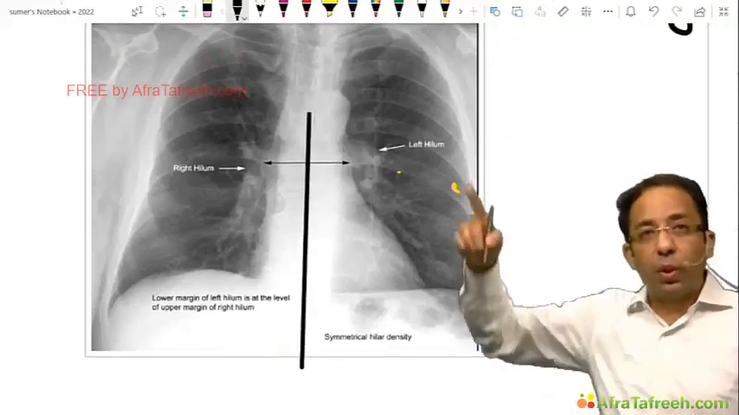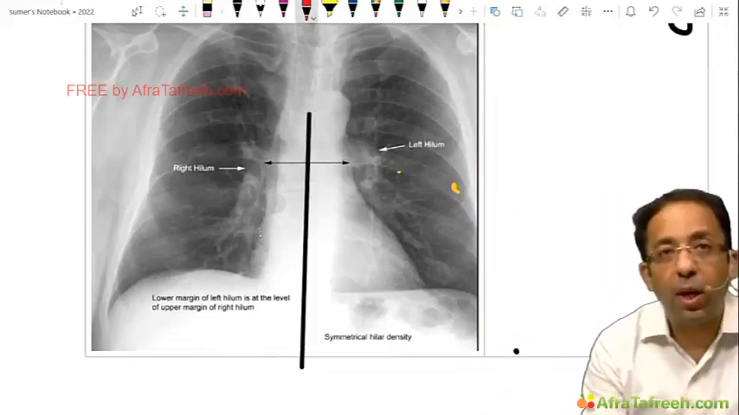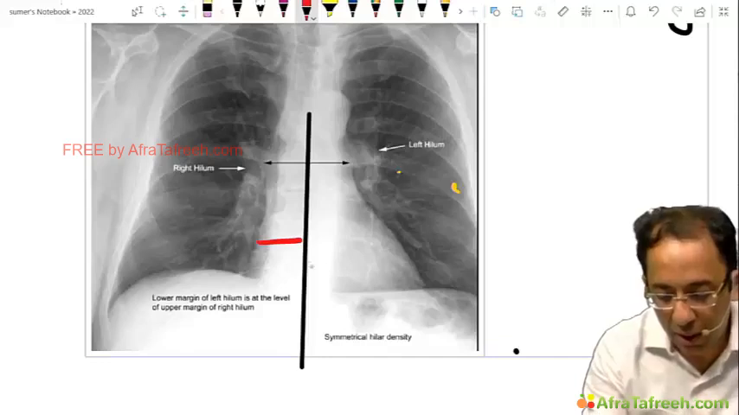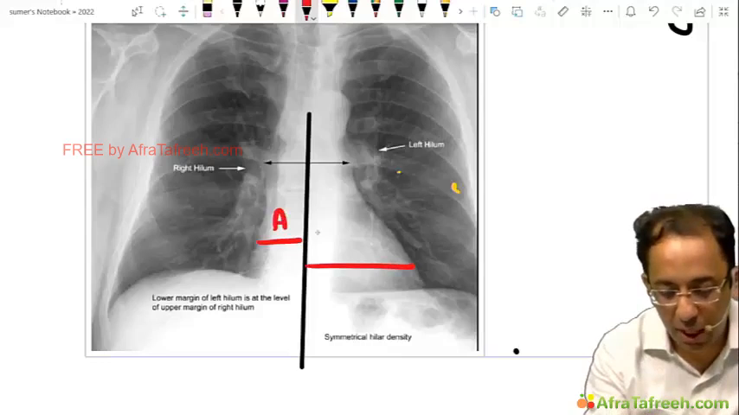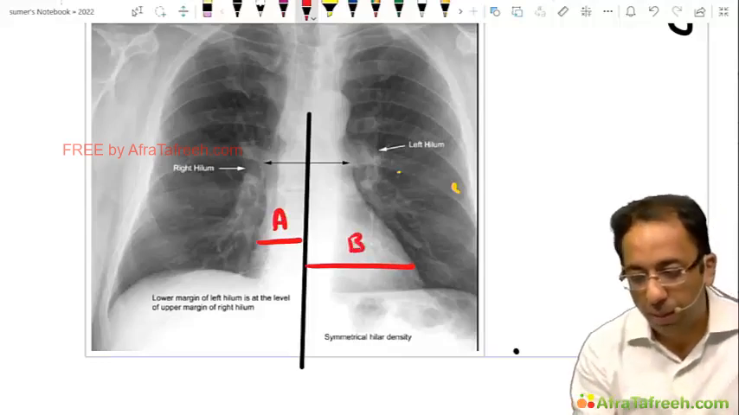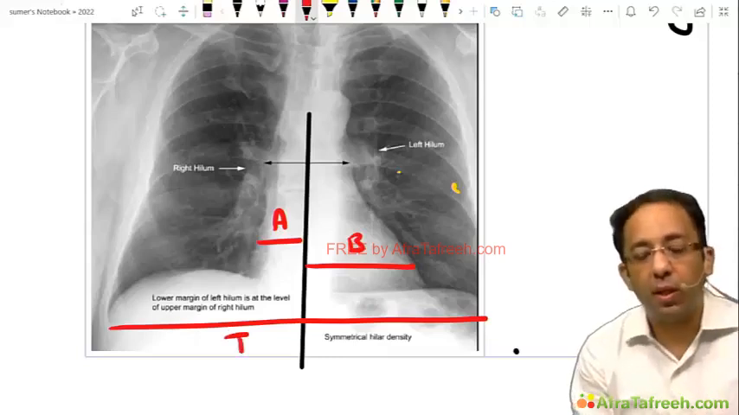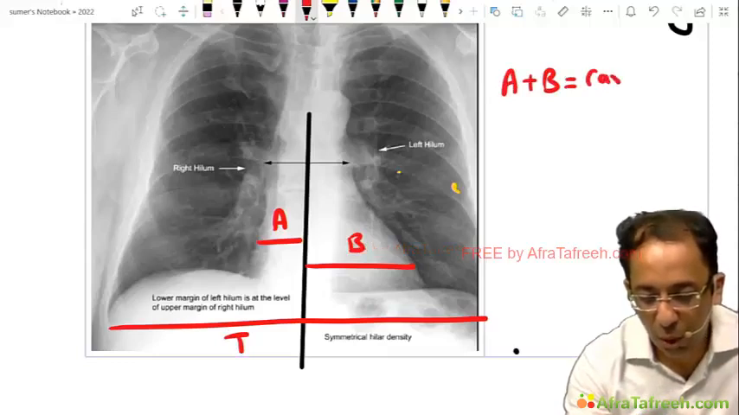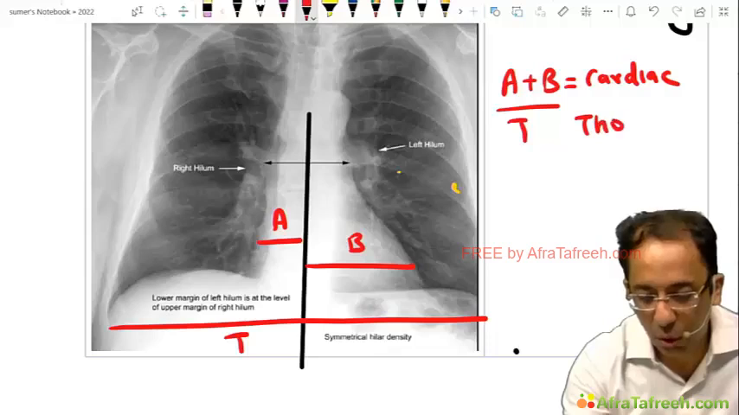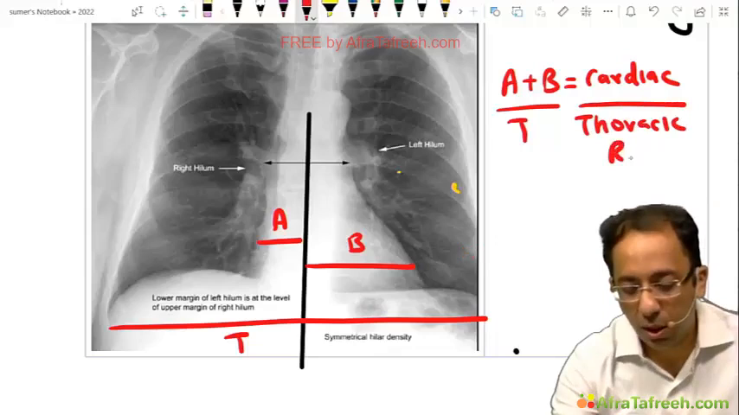Okay, so we draw a line in the midline, and then we measure the maximum cardiac diameter on the right side, and the maximum cardiac diameter on the left side. This is A, this is B. Then we measure the thoracic diameter at the maximum level, T. If I do A plus B, this becomes your maximum cardiac diameter, divided by T, which is your thoracic diameter. What is this? Cardiothoracic ratio.